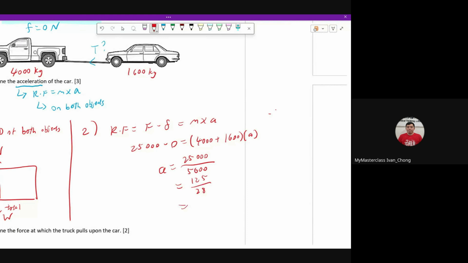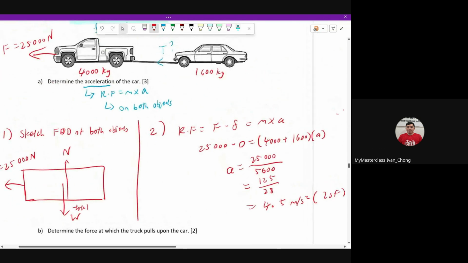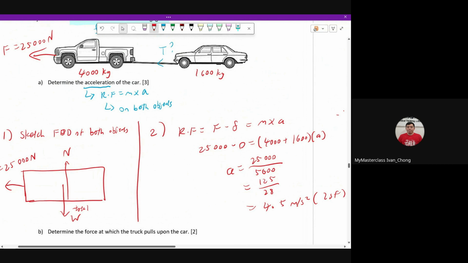So is 4.5 meters per second square if you use 2SF. Okay, we'll use the smallest 2SF. You can notice the one on top here, 25,000. 25 is 2SF, 56 is 2SF. So we use 2SF. This is your final answer. So acceleration of the car and the truck are both the same value, which is 4.5.